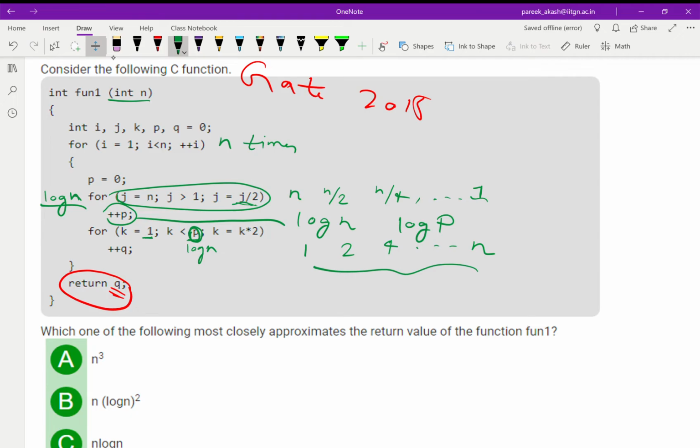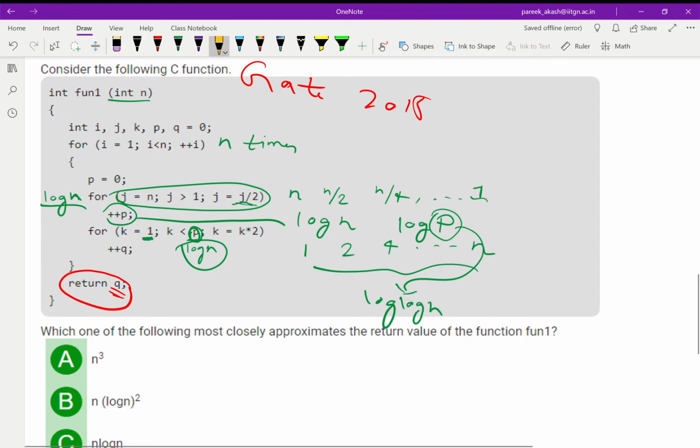We know that p is actually log n, so this quantity will be log of p, that means log of log n. So this total loop, which starts from 1 and goes till p, will run log of log n times, and q, which is initially 0, will count till log of log n times.